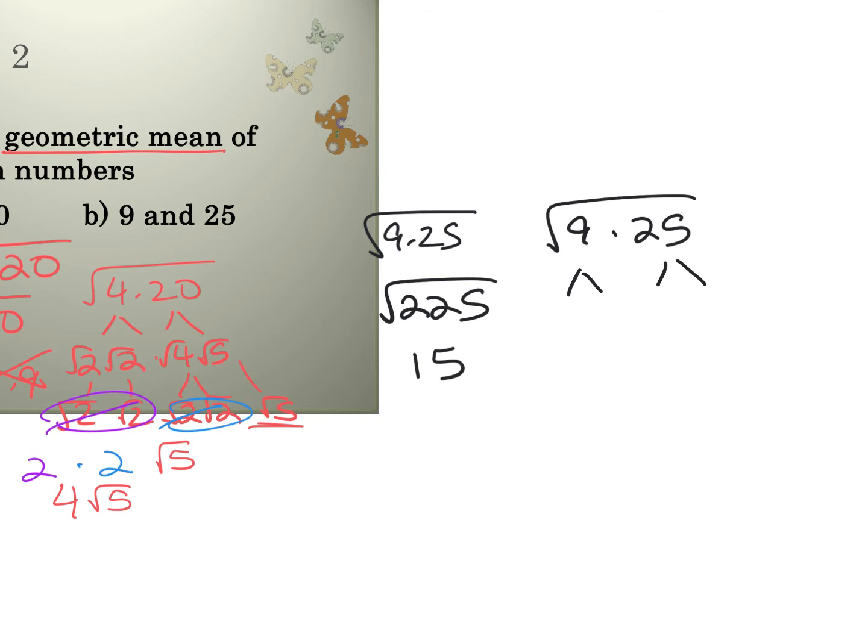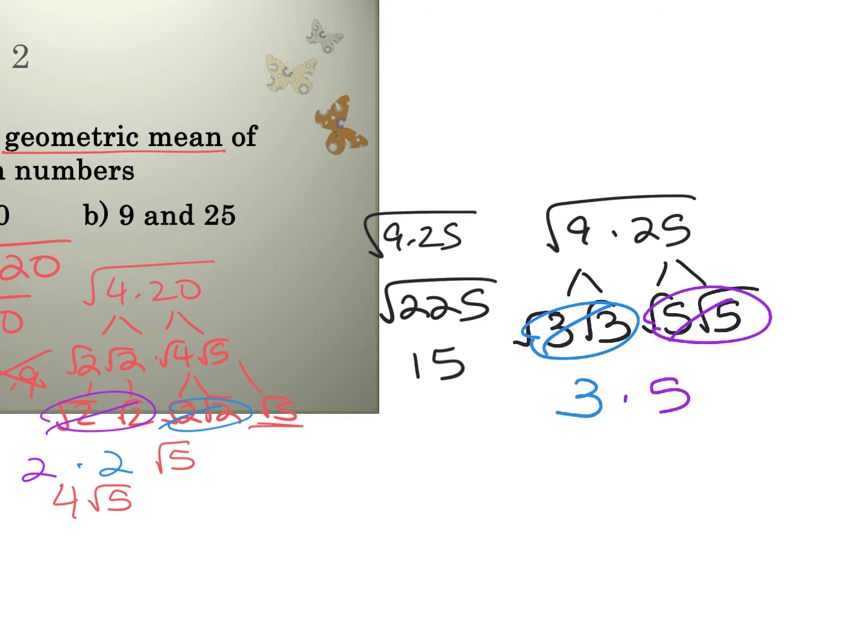is if you didn't know 225 was a perfect square, you can do the factor tree. And then right away I'm at prime. I got a pair of 3s, 3 comes out, pair of 5s, 5 comes out, 3 times 5, 15. Same answer I got as if I just multiplied them. So again, these you could do either way.